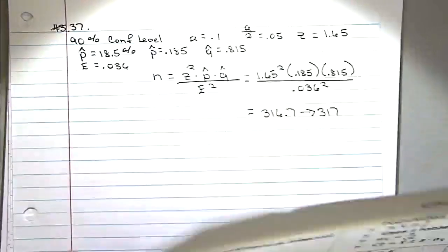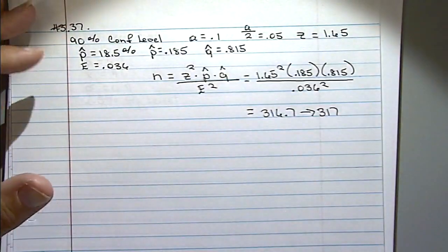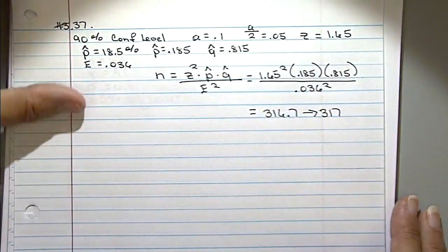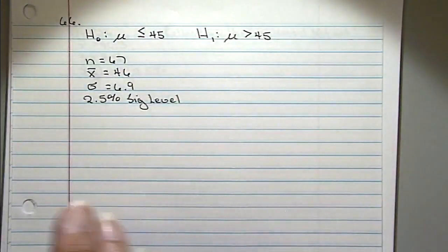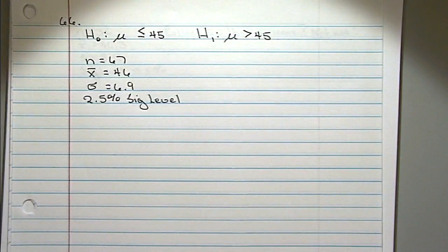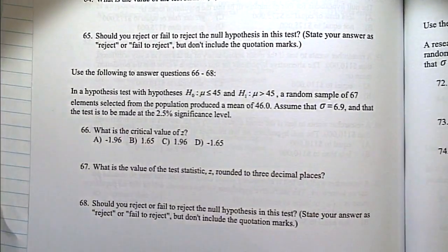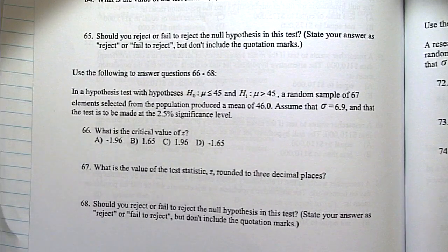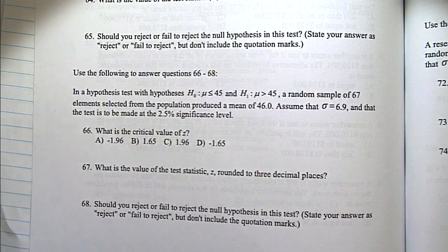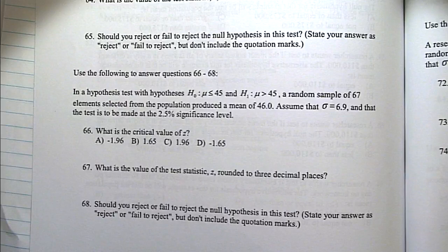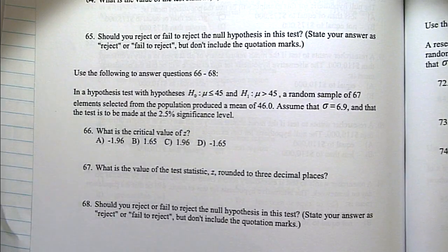All right, so let's see what we can do with these 3 examples I've got. First one is problem number 66. So in problem 66, it's asking a bunch of questions. And guys, this is very much like your test is worded too. There's a hypothesis test, and it gives you the null and the alternative hypotheses. And it says there was a random sample of 67 elements selected from the population, and they gave a mean of 46. That's going to be my sample mean, isn't it?